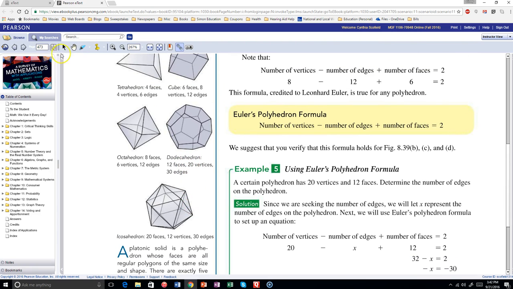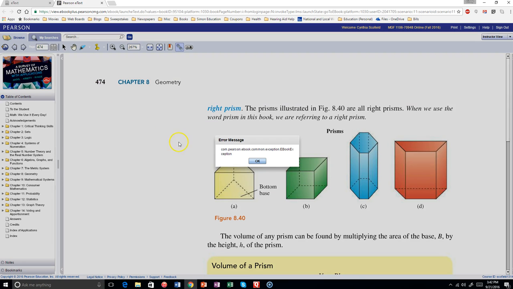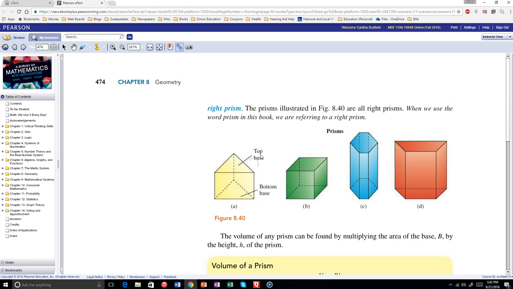I thought that was interesting to look at. And then on the next page, they show you some pictures of prisms. Remember, a prism's top and bottom are polygons that are the same, that are congruent.